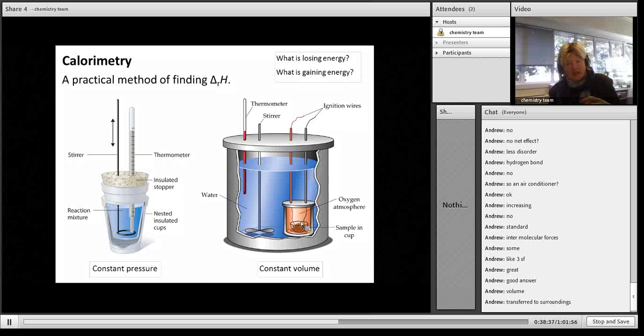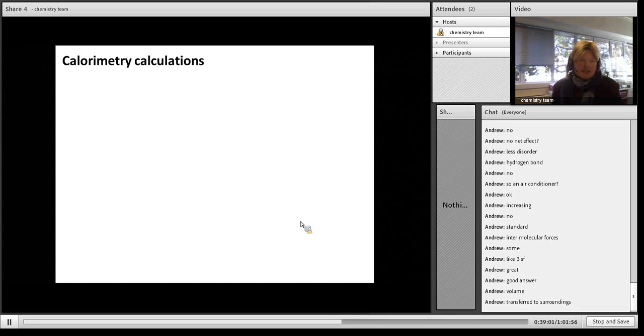So if the calorimeter is increasing in energy, or increasing in heat, the reaction must be decreasing in heat because it's being given off. I'm going to use that because we're going to have to explain a sign just now, a positive, negative sign. As I said, you don't have to really know about constant pressure or constant volume, but that's just to show that there are those two different types. So let's work through some calorimetry equations and calculations.